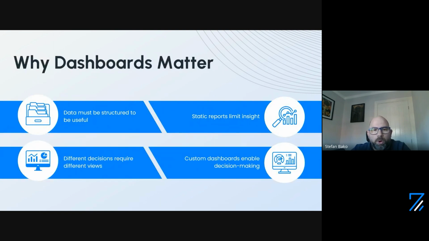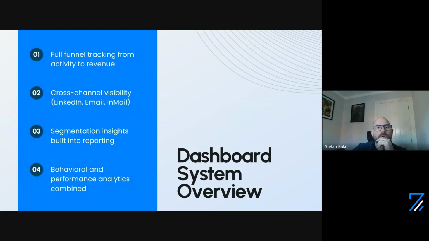And all this data is only useful if you can actually interpret it. And this is where the new customizable dashboard comes in. You structure your data in a way that makes it easier to see patterns and make decisions. Without that structure, you're looking only at numbers. What Launchpad does is bring everything together. It combines LinkedIn, email, and outreach. So it tracks a full funnel. It includes segmentation and behavioral insight. So instead of looking at fragmented data, you get a complete picture.